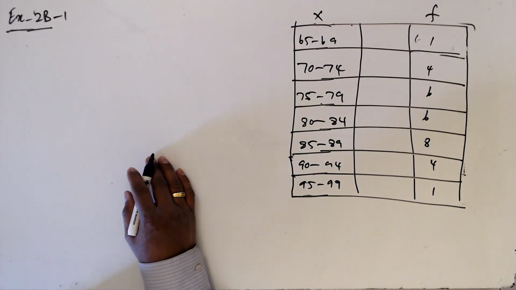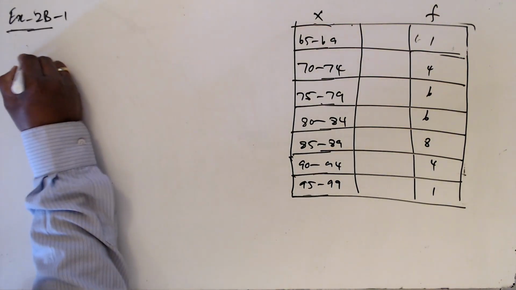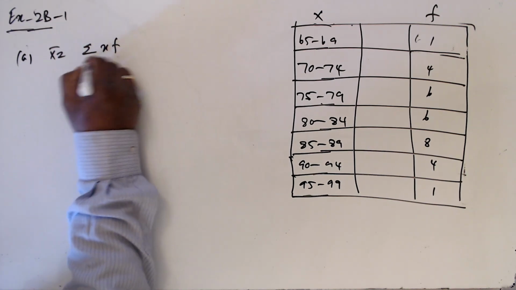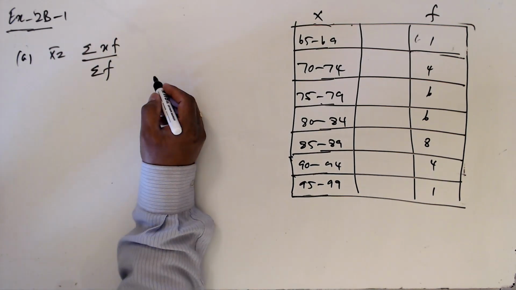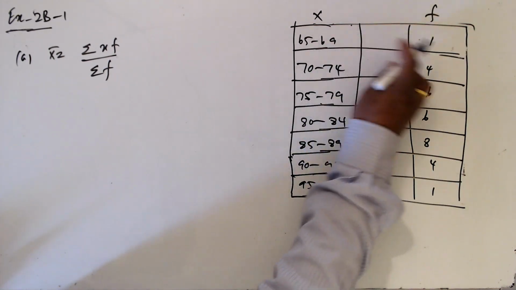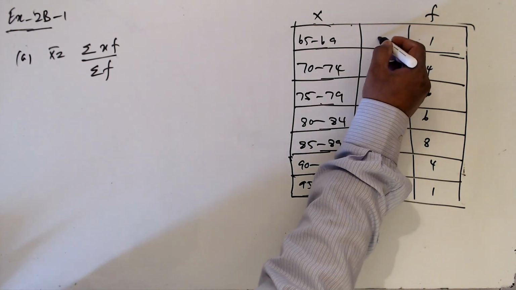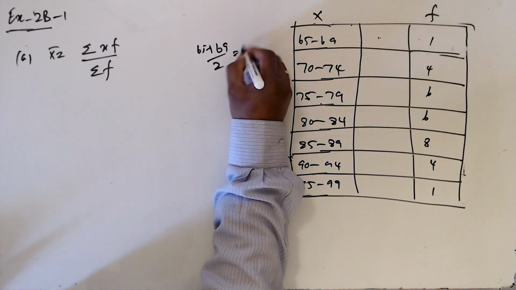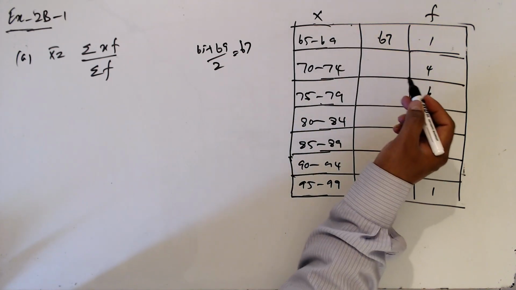Now we want to find the mean. So the equation is summation xf over summation f. Now we need a reasonable value to multiply with this frequency. So usually we know that the middle value, it means 65 plus 69 divided by 2, which is 67. So 67 we are using instead of this interval.